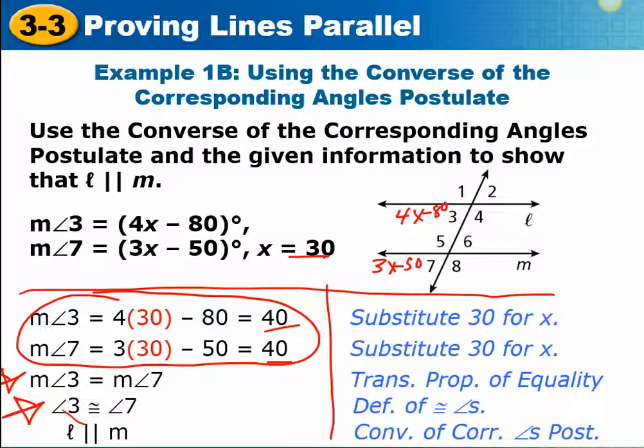So you don't have to write all your steps and reasons, but you do have to substitute in and see if you get the same result, and if you do, then this is true.